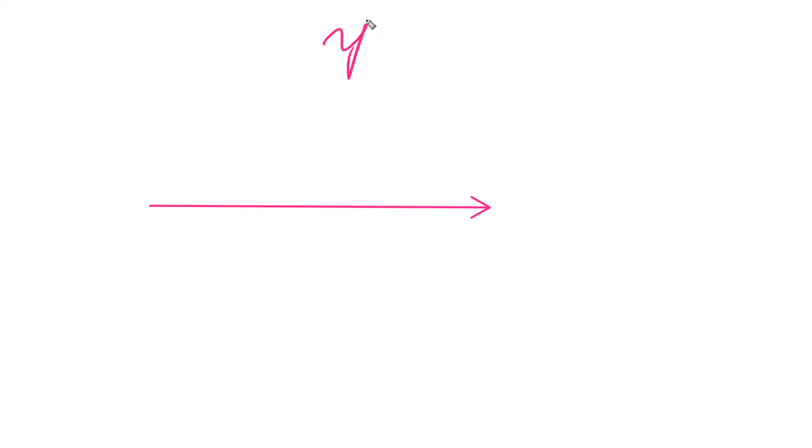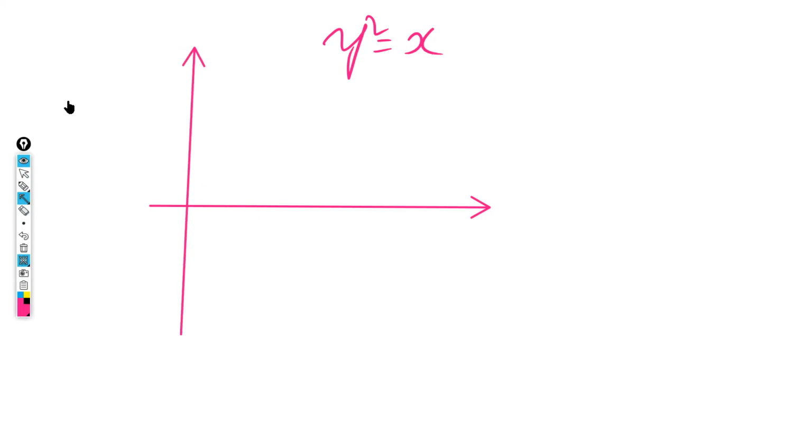If you take a function like y square equal to x, and you want to check whether it is a function or not, just draw its graph. If you draw its graph, it will be like this.